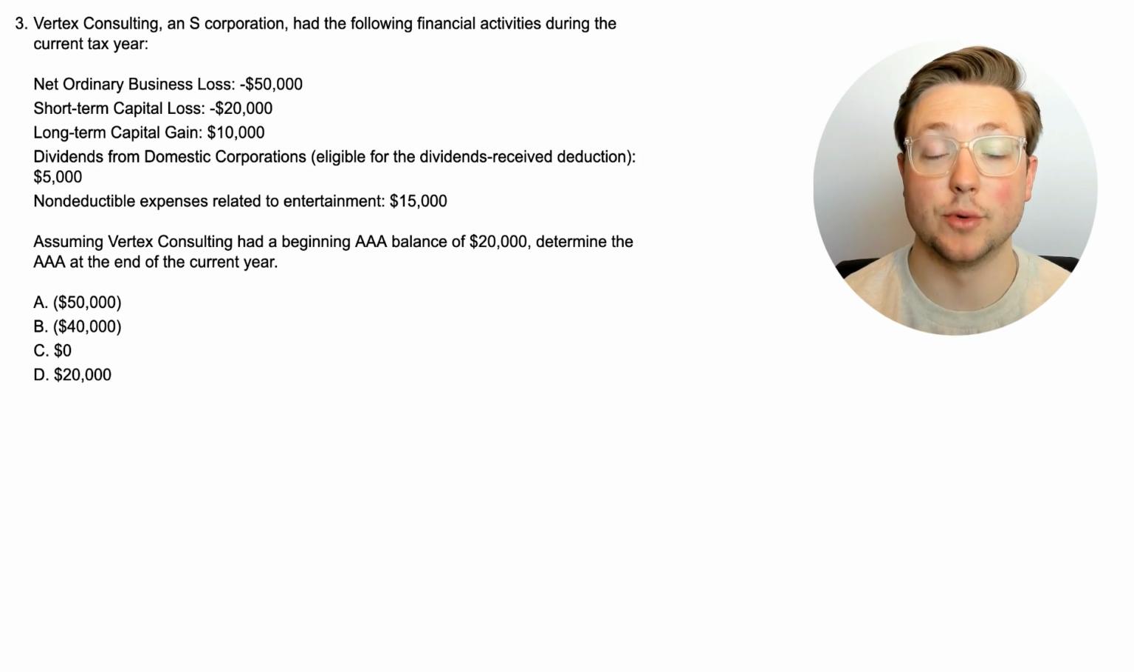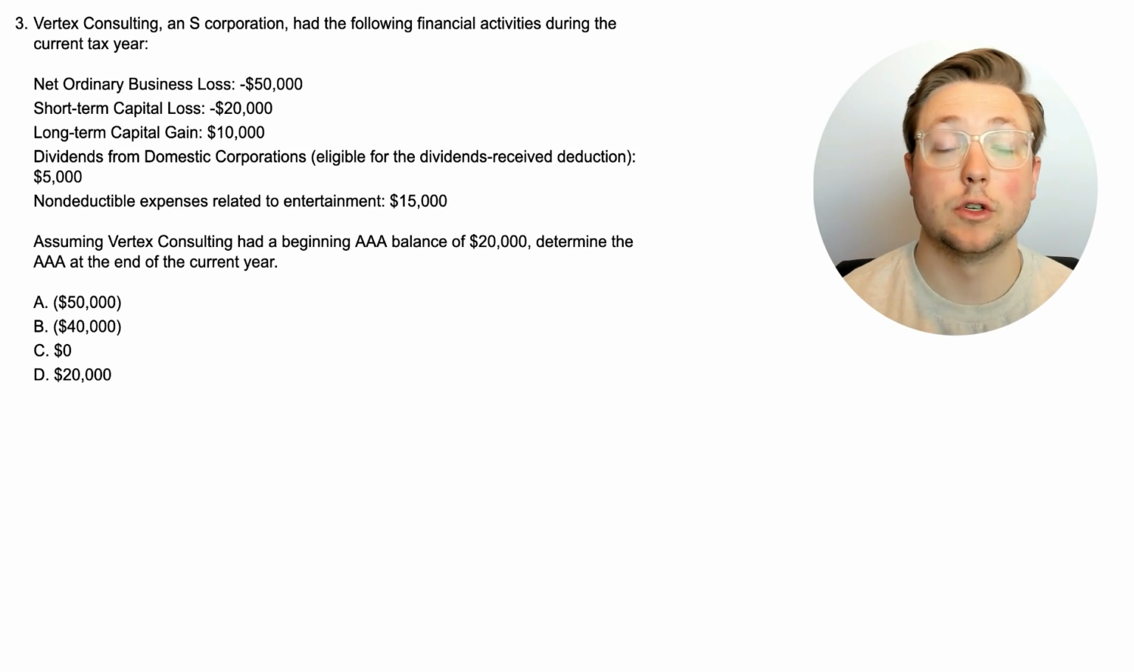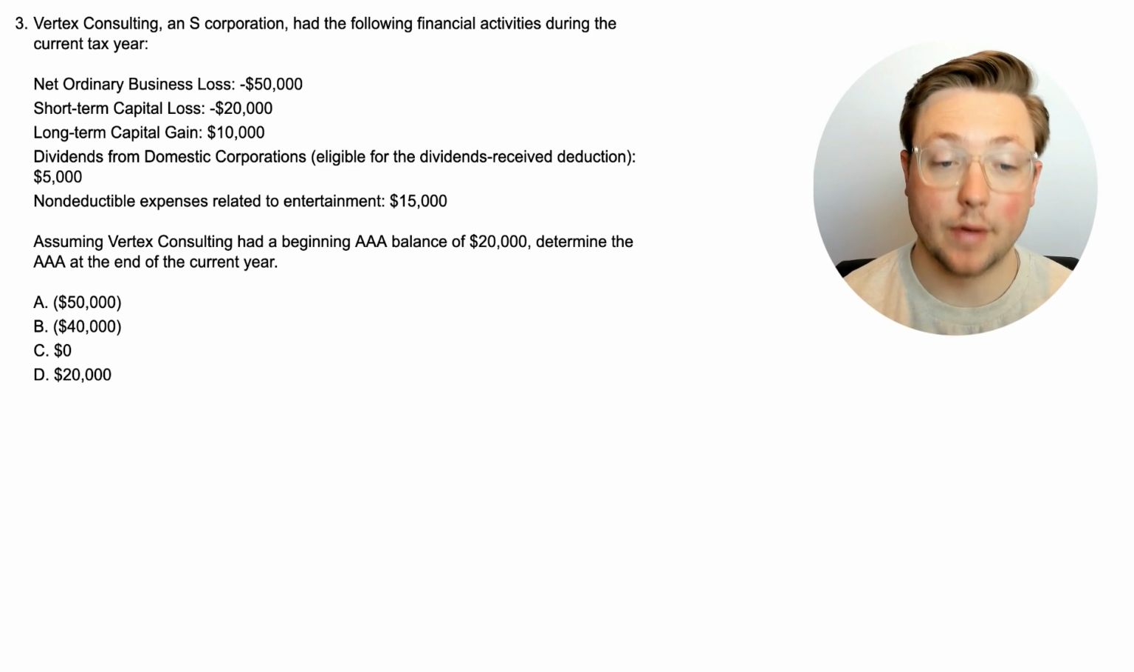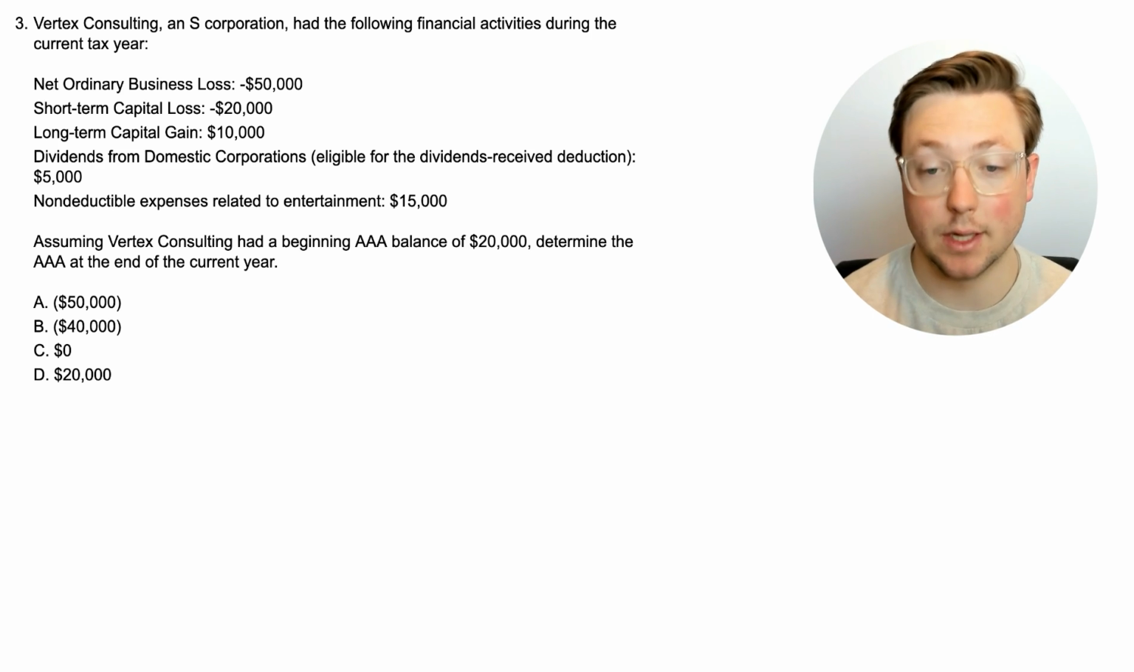Okay, here is question 3. Vertex Consulting, an S Corporation, had the following financial activities during the current year: net ordinary business loss of $50,000, a short-term capital loss of $20,000, long-term capital gain of $10,000, dividends received for $5,000, and non-deductible expenses related to entertainment of $15,000.